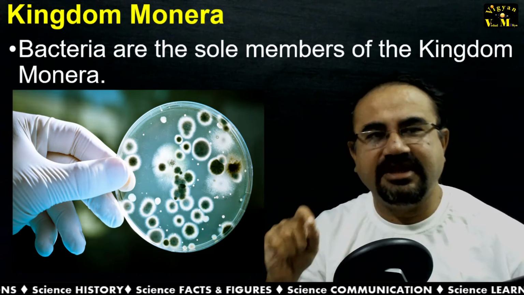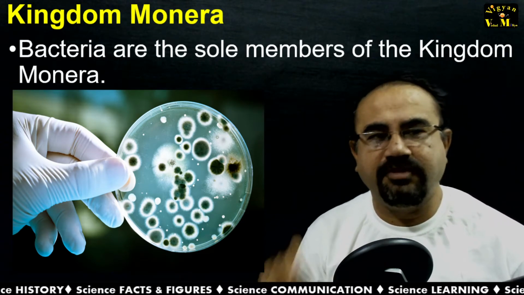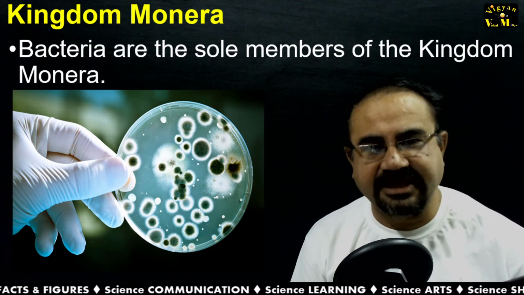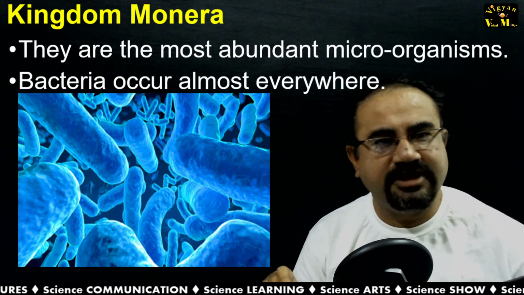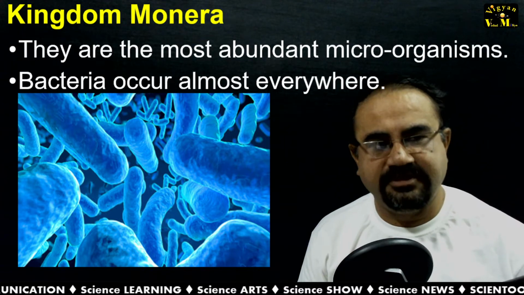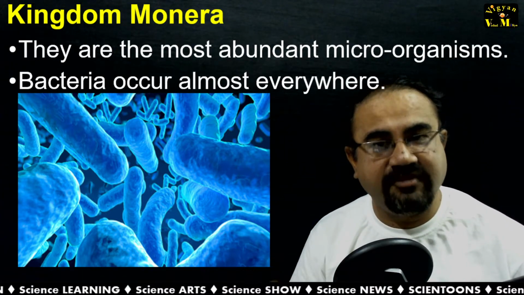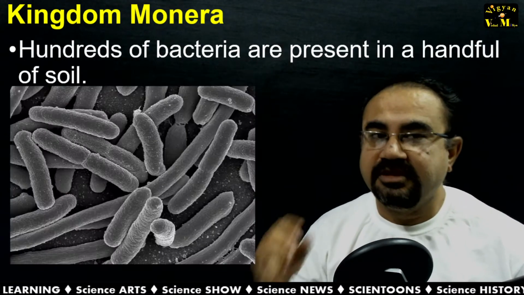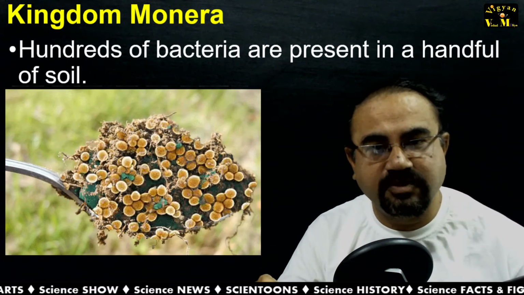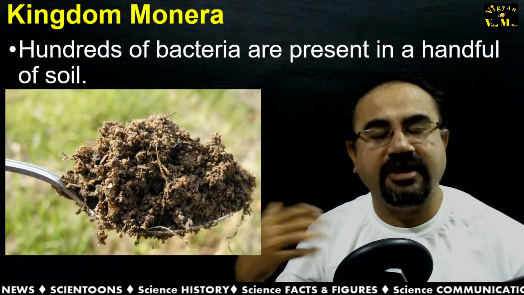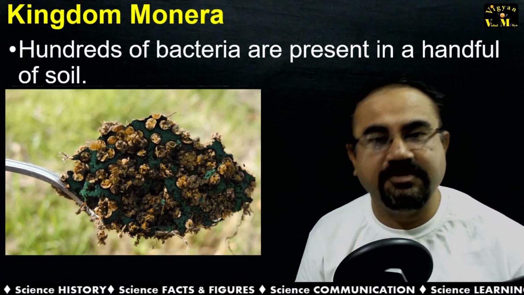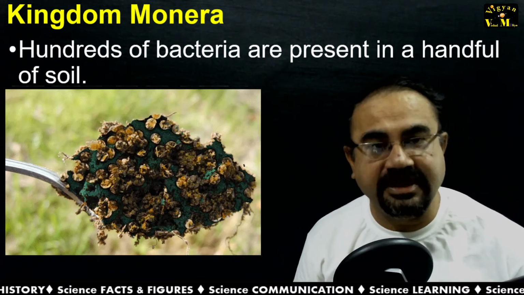See, bacteria are the sole member of the Monera kingdom, or you can say the Monera kingdom comprises bacteria. They are the most abundant microorganisms on earth. They are found almost everywhere, even in areas where we can't imagine. Hundreds of bacteria are present in a handful of soil. Take one teaspoonful of soil and you will find hundreds of species of bacteria, and the total number would be in millions and millions.